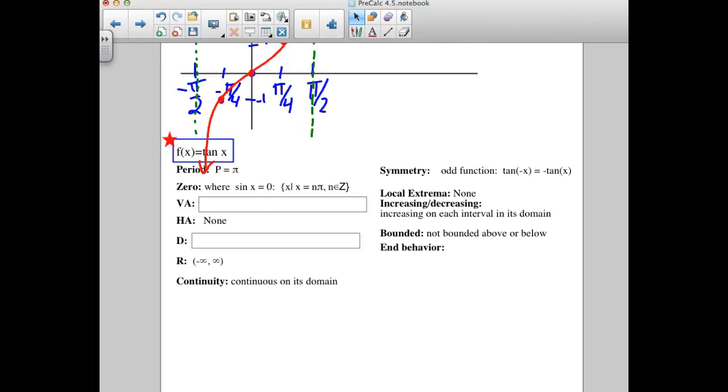Where did we have vertical asymptotes? Where the cosine was 0. So at pi over 2s, right? Positive and negative pi over 2s. Where would the next one be?